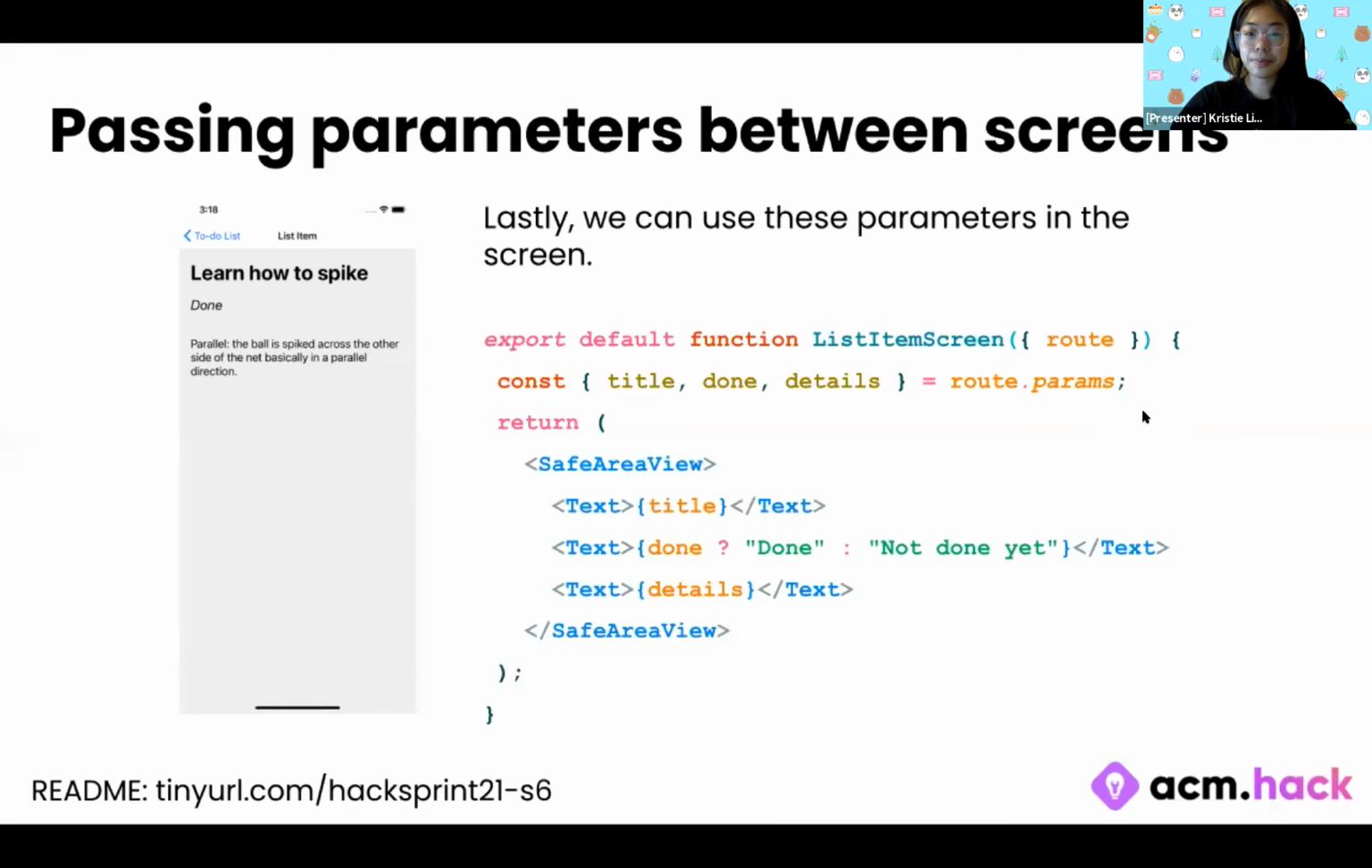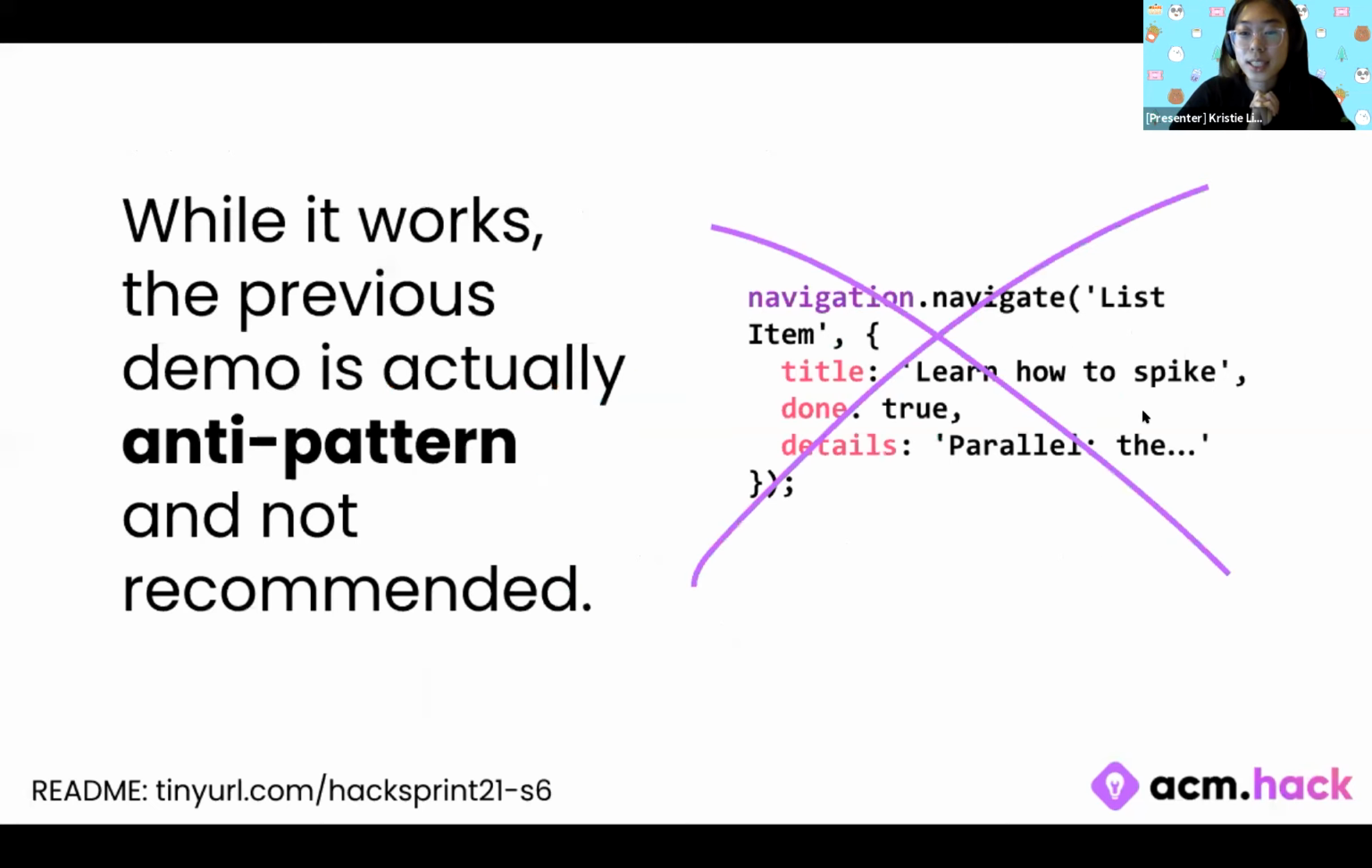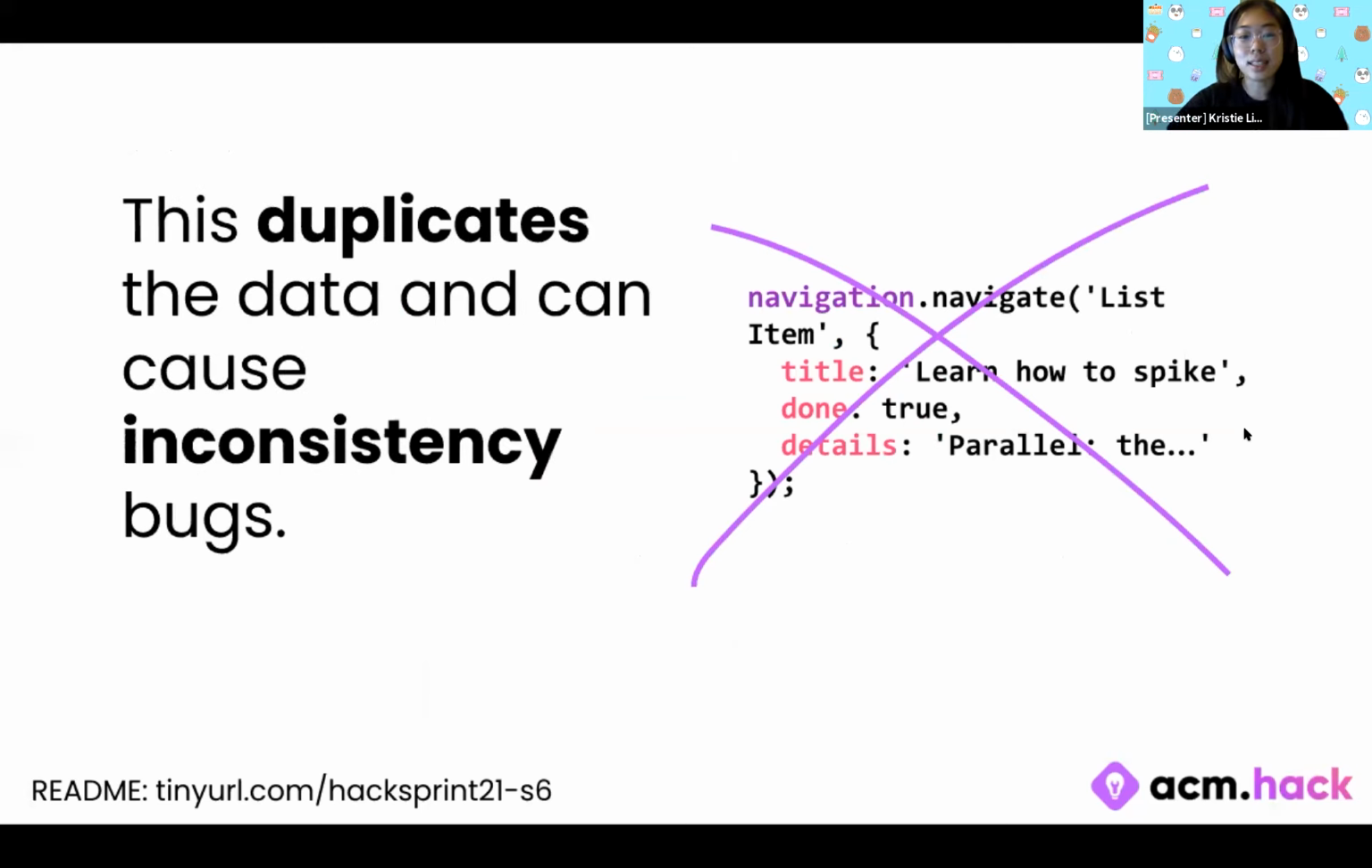Cool. So while this works, this previous demo is actually an anti-pattern. It's not recommended. And the reason is because this duplicates the data. So we have the data in one place in the to-dos array, which is part of the state of the list screen. But if we pass it over to the other screen, this duplicates the data. And for more complicated apps, this will cause inconsistency, just passing the data around.